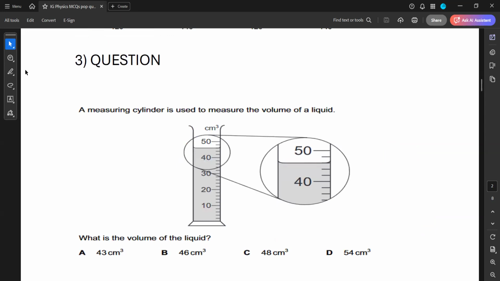What is the volume of the liquid? As you can see, there are 5 lines, so each is representing 2. So this will be 42, this will be 44, this will be 46, 48. So which level is marked? The bottom of the meniscus is marked at 46. So B will be the right answer. Sir, the answer is B. Yeah, B.